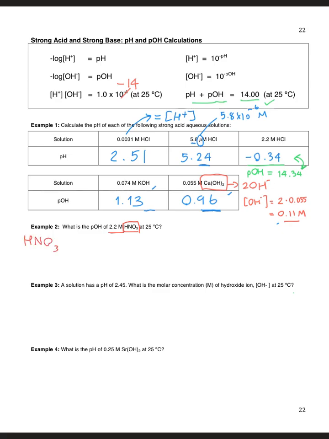HNO3, this chemical formula contains hydrogen written first. It indicates this molecule is an acid. This acid is called nitric acid. When nitric acid dissolves in water, it is going to give off hydronium ions and its conjugate base, nitrate ion.